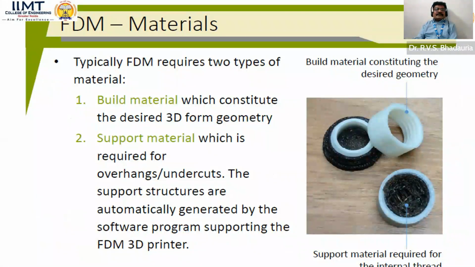The material used: typically FDM requires two types of material, support material and build material. Build material constitutes the desired 3D geometry, and support material is required for overhangs. The support structures are automatically generated by the software program to support the FDM 3D printer.